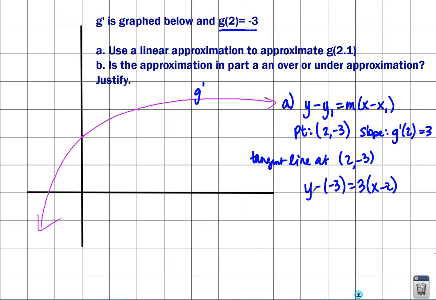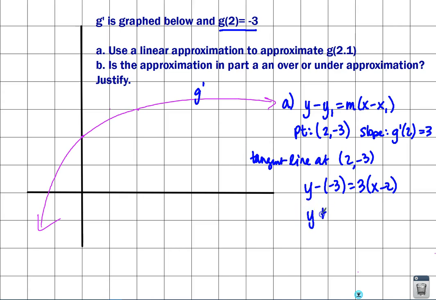Well, I want to know what's happening at the point 2.1. Well, what I would do is I could graph this line, or I could say, hey, you know what? I know what my slope is doing at 2. At 2, my slope is 3. So I'm just going to make the rough prediction that my slope is going to continue in roughly the same pattern. So I can just go ahead and plug in 2.1 into my tangent line at the previous point, and then just kind of hope for the best here.